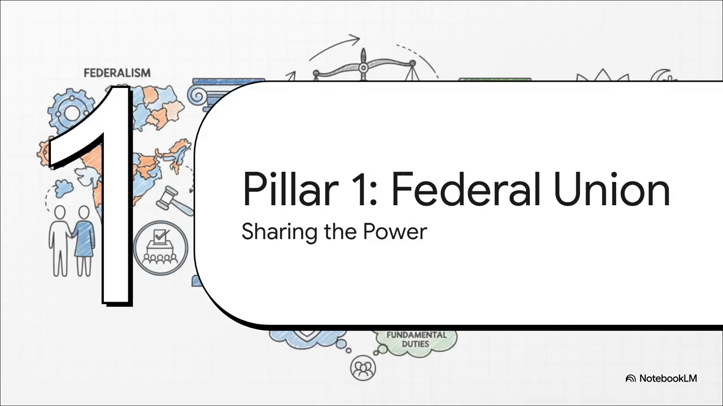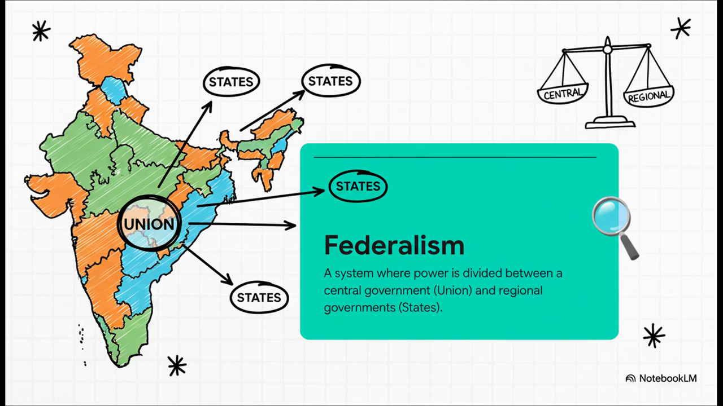So how is that vision actually built? Well, you can think of it as resting on 3 key pillars. And the very first pillar is the structure of the government itself, a federal system which is all about sharing power. So what is federalism? In simple terms, it just means you've got 2 levels of government working at the same time. You have the national or union government in New Delhi, and then you have individual state governments, each one looking after its own regional issues.